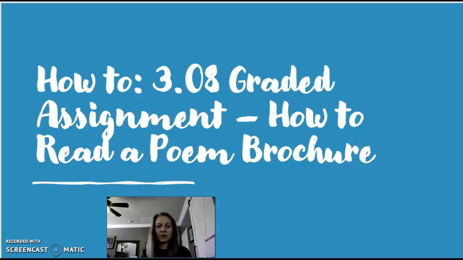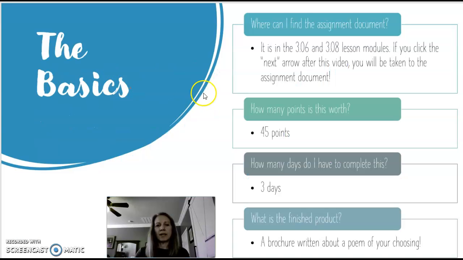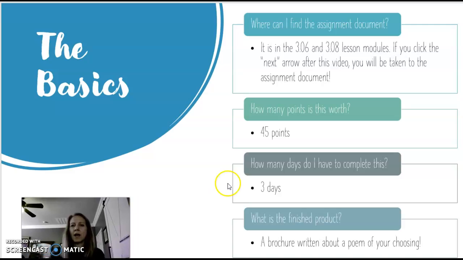Hi, American Lit students. We are going to be talking today about the 3.08 graded assignment, How to Read a Poem Brochure. So here are the basics. You're going to be able to find the assignment document in the 3.06 and 3.08 lesson modules. If you click the next arrow after this video, you'll be taken to the assignment document. It is worth 45 points. You're going to have 3 days to complete the assignment, and the finished product is going to be a brochure written about a poem of your choosing.